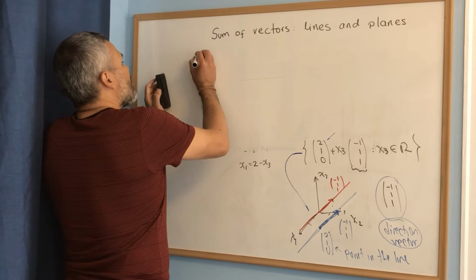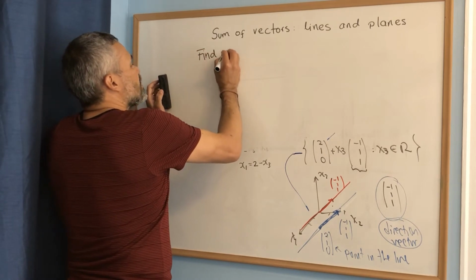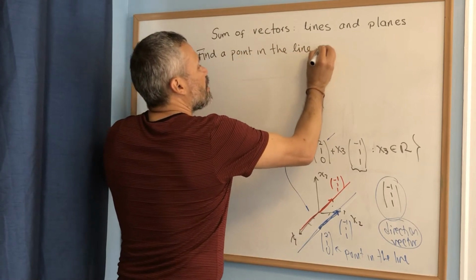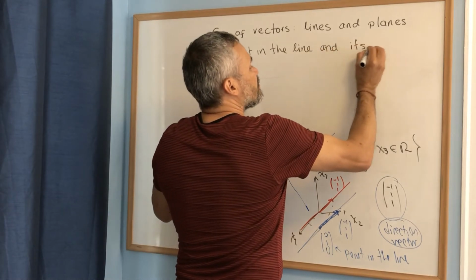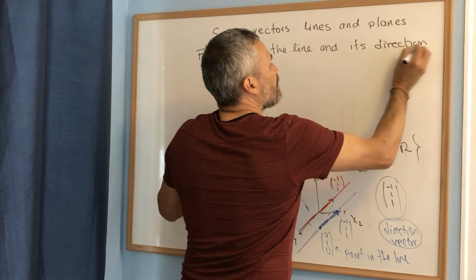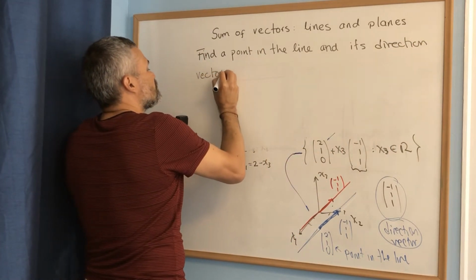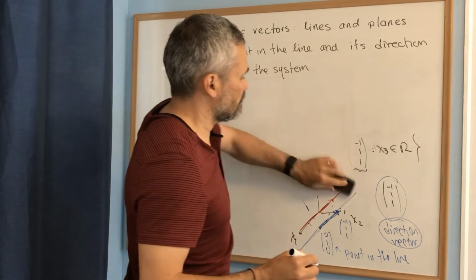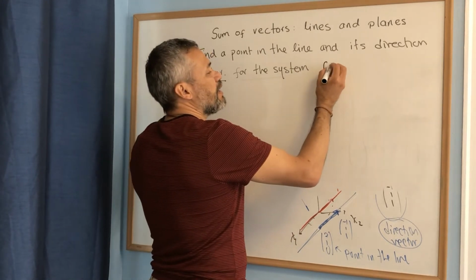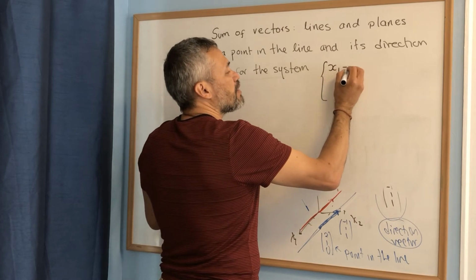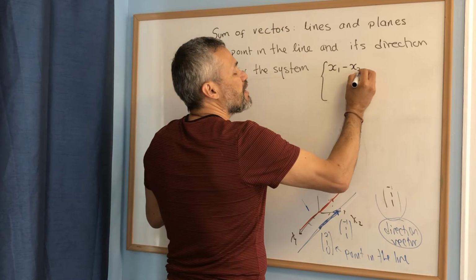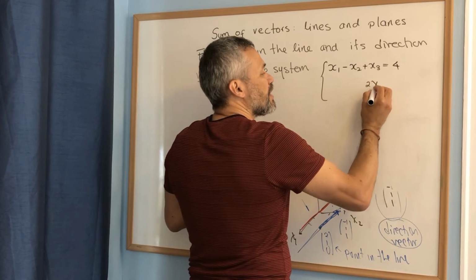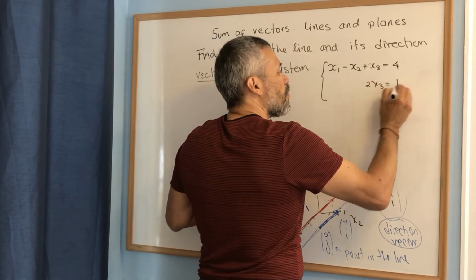Let's do another example. Then let's think about this problem. Find a point in the line and its direction vector for the system x1 minus x2 plus x3 equals 4, and 2x3 equals 1.